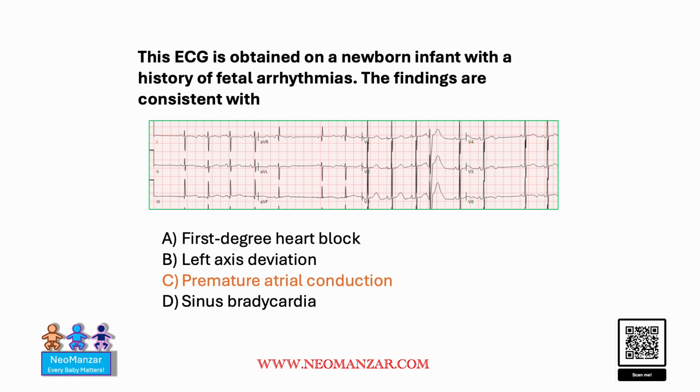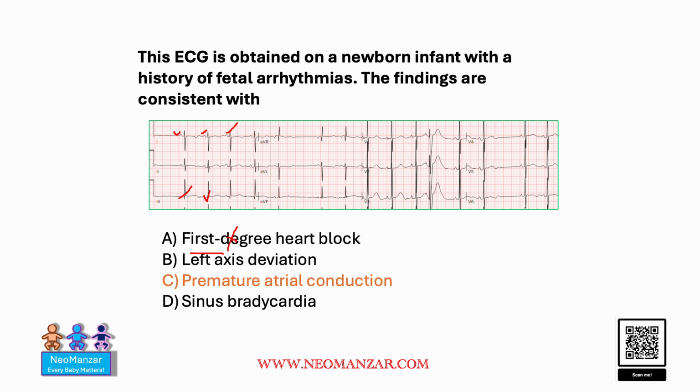Others are wrong. So let's do A, first degree heart block. If you see, all the PR intervals are normal, and you guys remember that in heart block the PR interval is increased, so that's why this is not the right choice.